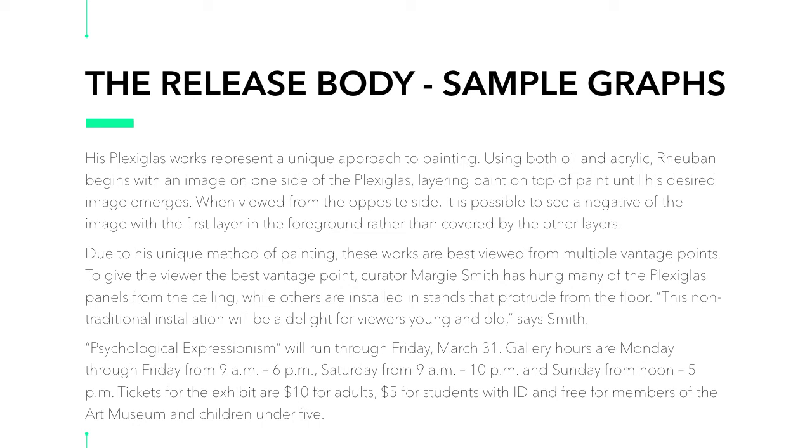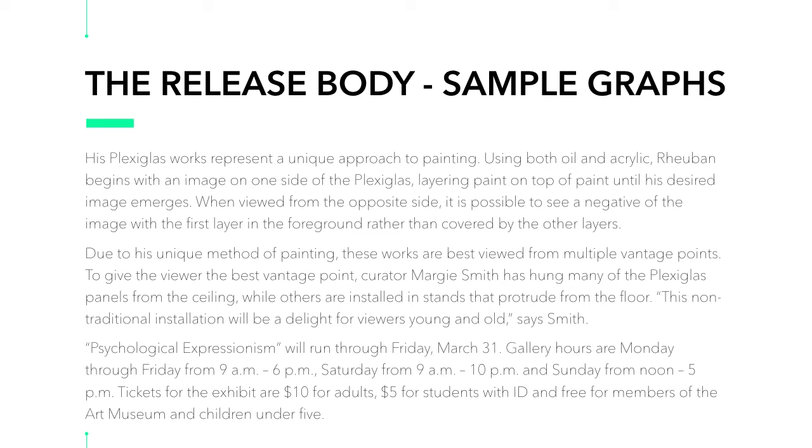Next, we have a paragraph on the work. So it talks specifically about the paintings and how they are made. "His plexiglass works represent a unique approach to painting. Using both oil and acrylic, Rubin begins with an image on one side of the plexiglass, layering paint on top of paint until his desired image emerges. When viewed from the opposite side, it is possible to see a negative of the image with the first layer in the foreground rather than covered by the other layers." So, basic paragraph that describes his work.